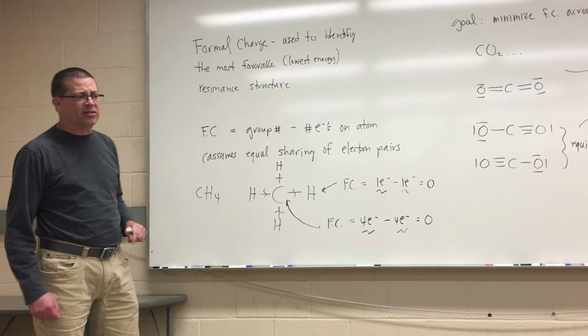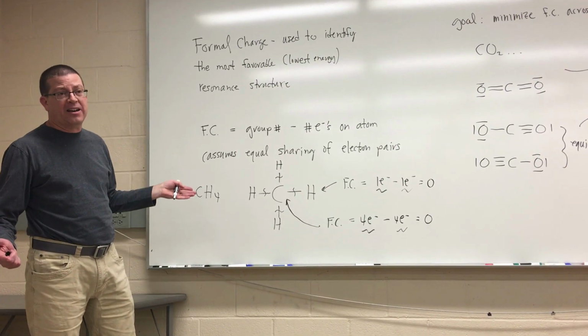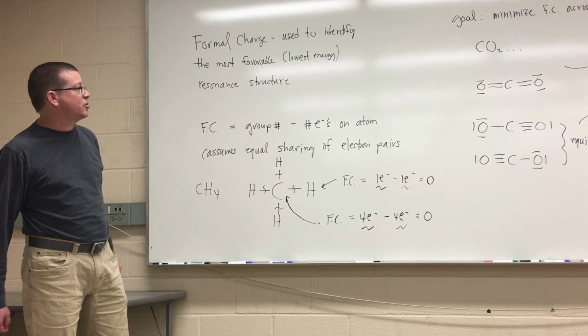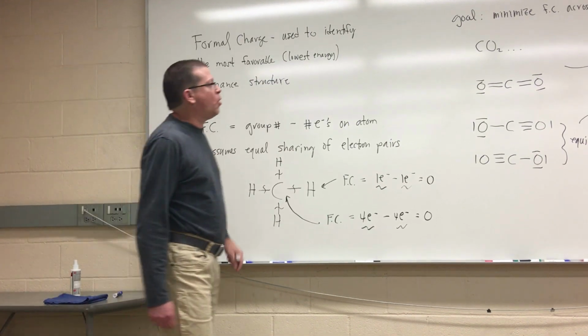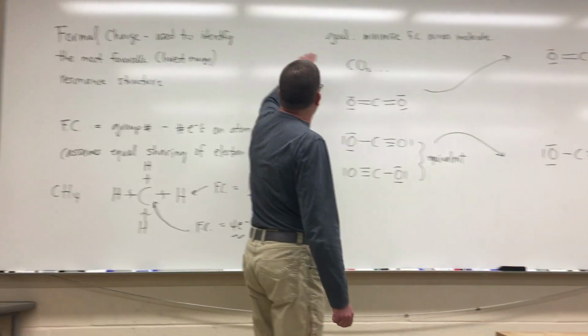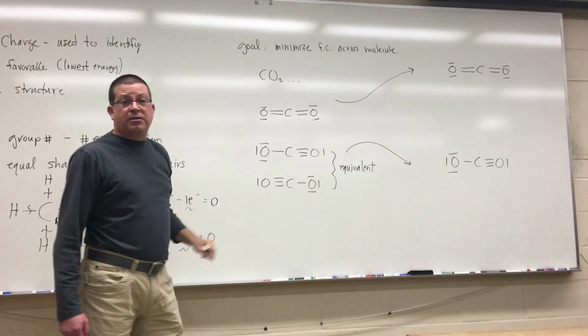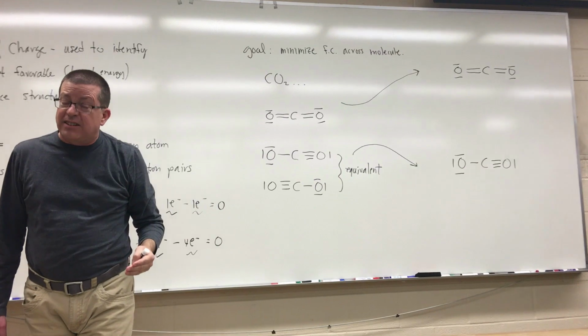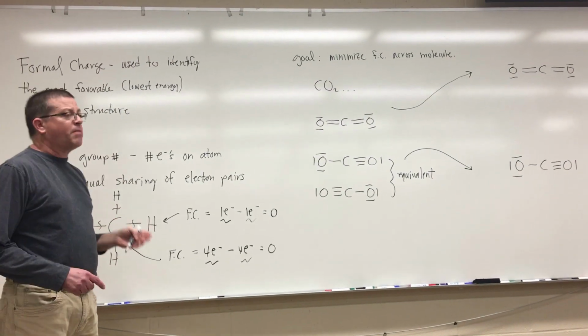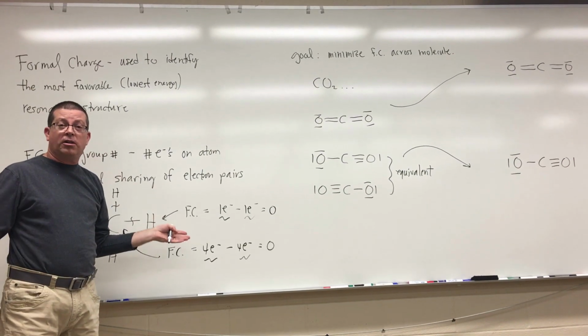Okay, so that's how we calculate formal charge. And we can do that for any element or any atom in a Lewis structure. So now let's go back to our goal here. So our goal, in order to find the best possible Lewis structure in terms of a resonance structure here, is to try to minimize formal charge across the whole molecule.